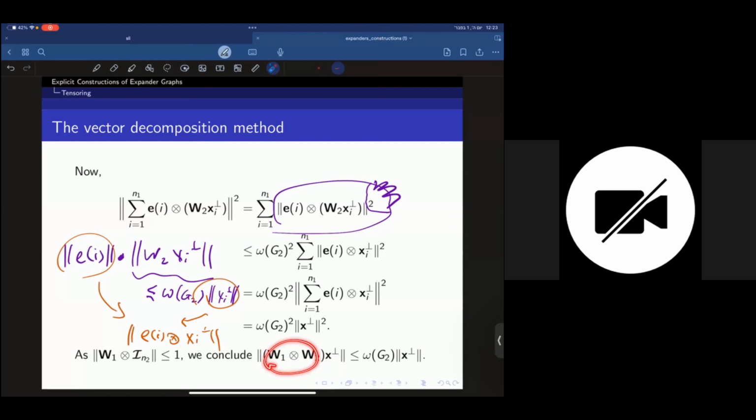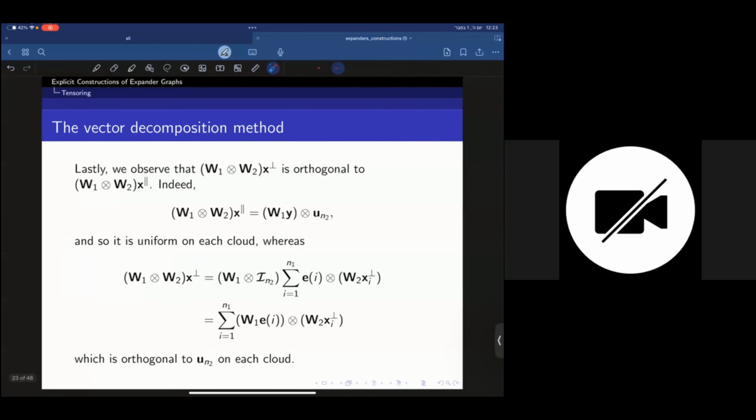So the tensor product applied to X perp is at most omega of G2, what we wanted, times X perp. Okay. So to summarize, we bounded the norm of this thing and the norm of that thing, this with omega of G2 and this with omega of G1. But how do you plug it together? I want to bound the norm of this applied to X, which is the sum of these two. And I don't want to lose factors of 2 here. You can use Cauchy-Schwarz for a vector of size 2, but you don't want to do that.